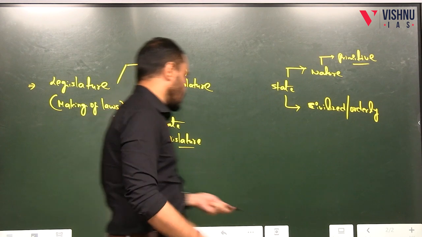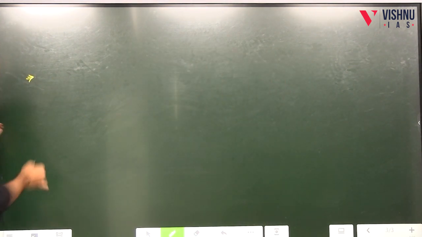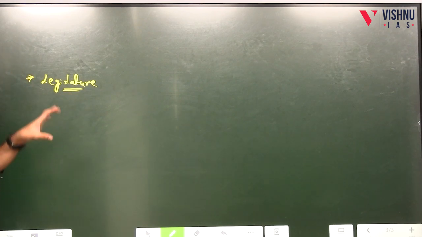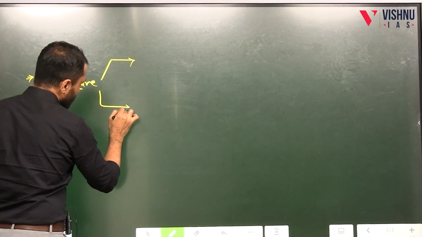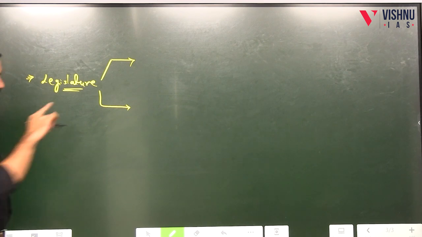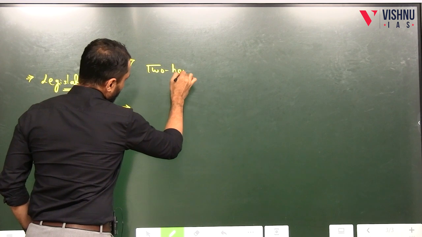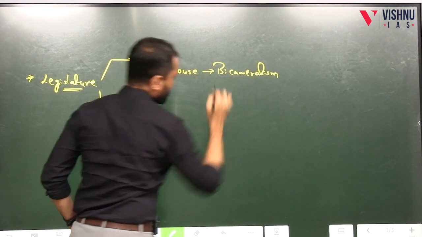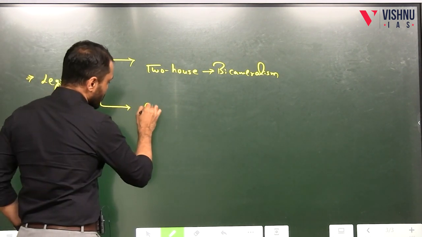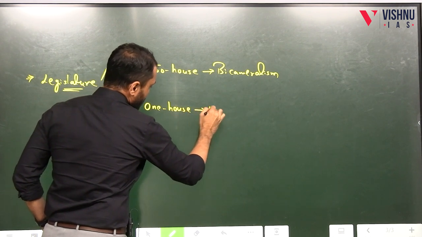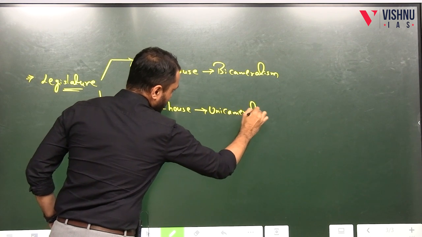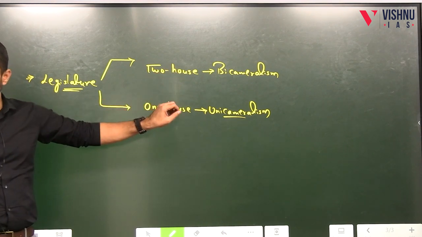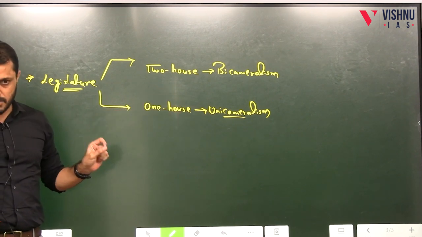Now, the next topic is a continuation of this. Legislature is at the central level and state level. Again, we will classify the legislature into two types based on the structure of the legislature. If the legislature has two houses, it is known as bicameral legislature, or bicameralism. If the legislature has only one house, that is known as unicameralism. Bicameralism and unicameralism. Are we clear? Bi means two, cameral means house, so two houses. Unicameral means a single house. Now you have to know that, friends.